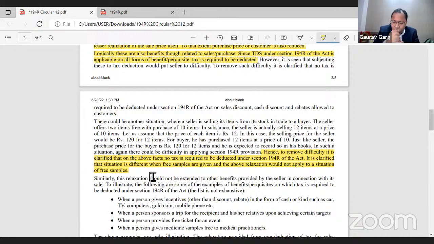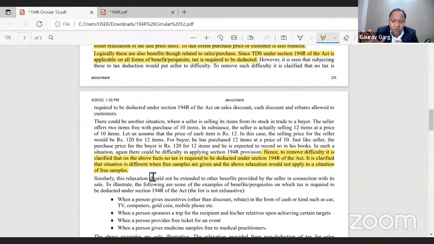For example, let's say you have opened a retail showroom, or some big showroom or shop in Delhi, and you have started doing the business of perfumes, or let's say nuts and cashew nuts, and whosoever is coming to your shop, you are giving some sample perfumes or sample nuts which they can enjoy. So now it is a free sample, but the question is whether one should deduct the 194R.